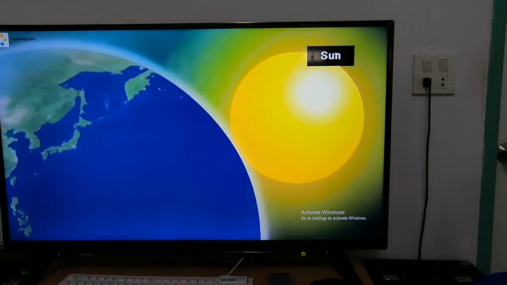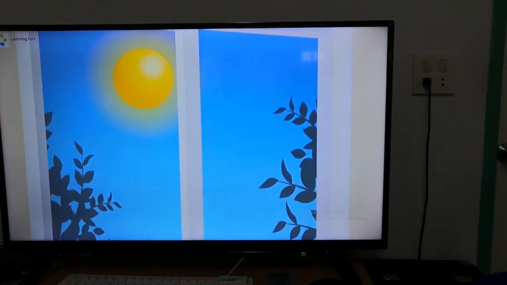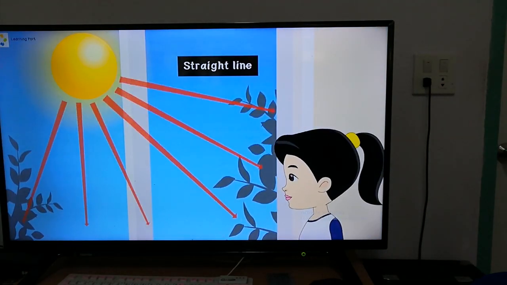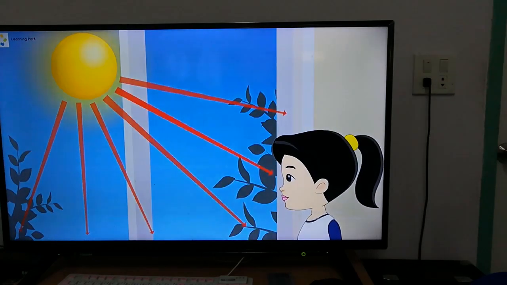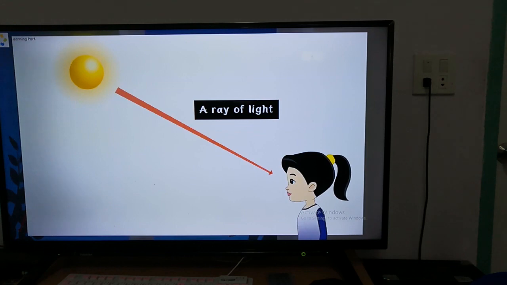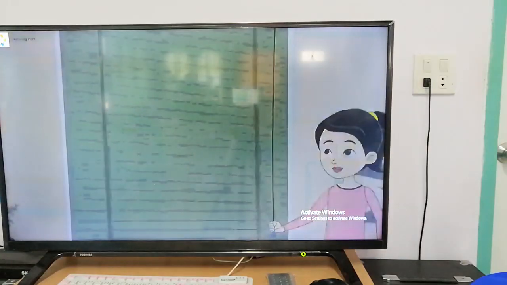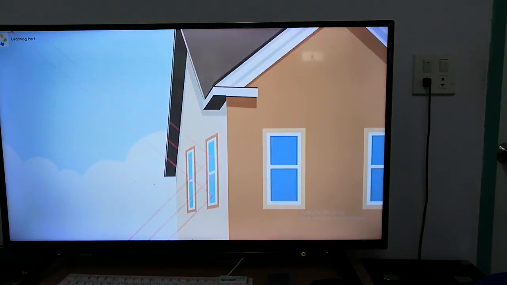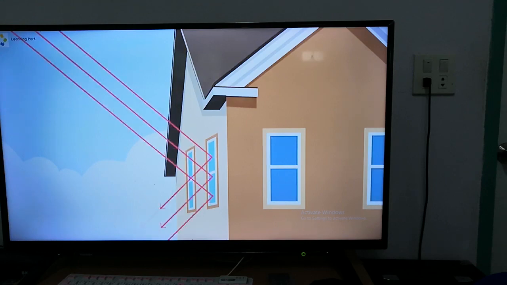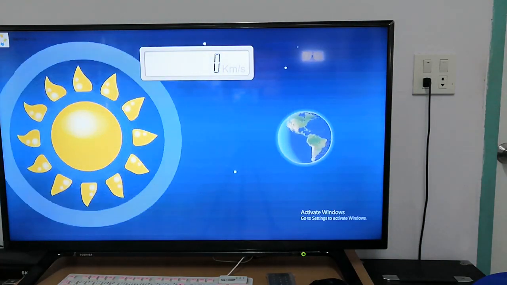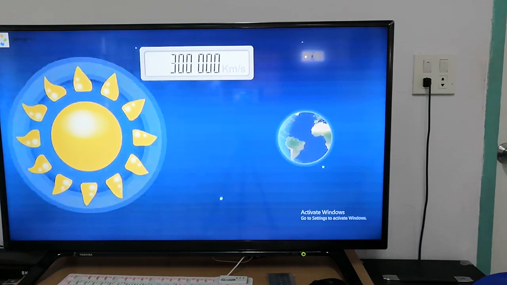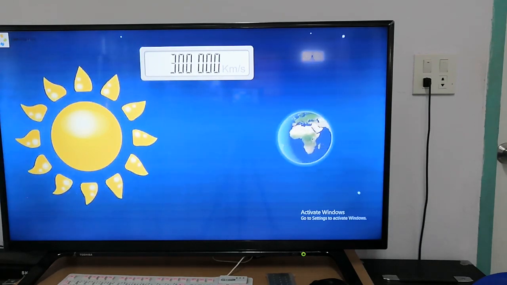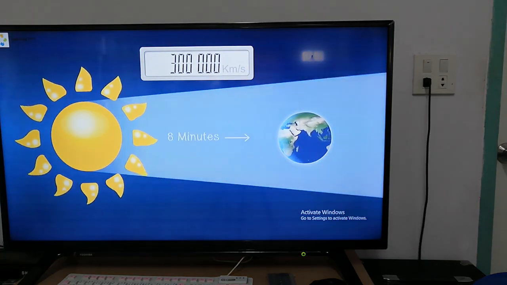But how does light travel? Light from the sun travels through air in straight lines. It moves outwards in all directions. Each line is called a ray of light. The ray of light travels directly into our eyes in a straight line. When Jessie closes the blinds in her room, she cannot see the view outside anymore. This is because the light from outside cannot pass through the blinds. Light travels very fast, at the speed of 300,000 kilometers per second. This means that the light from the sun reaches the Earth in about 8 minutes.